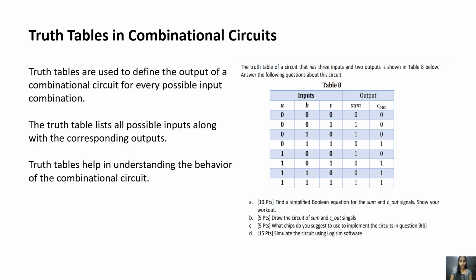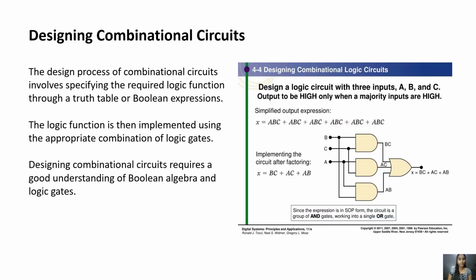Truth tables are used to define the output of a combinational circuit for every possible input combination. The truth table lists all possible inputs along with the corresponding outputs. Truth tables help in understanding the behavior of combinational circuits.